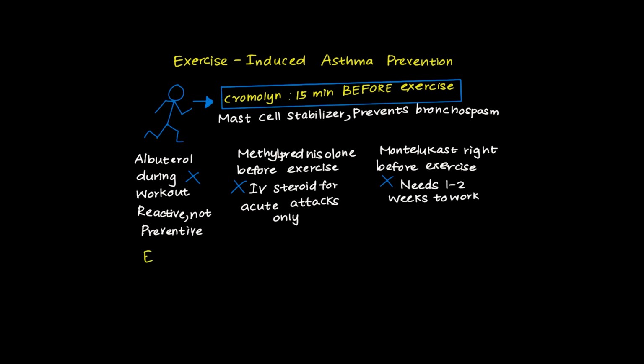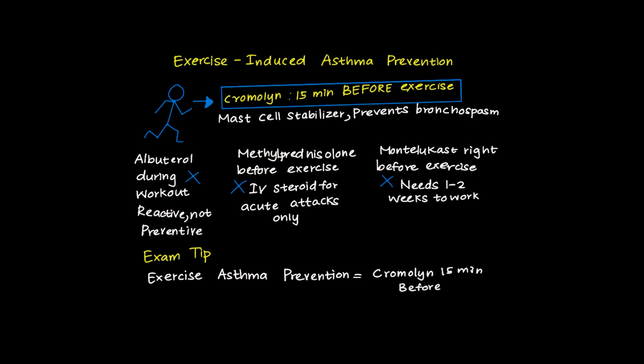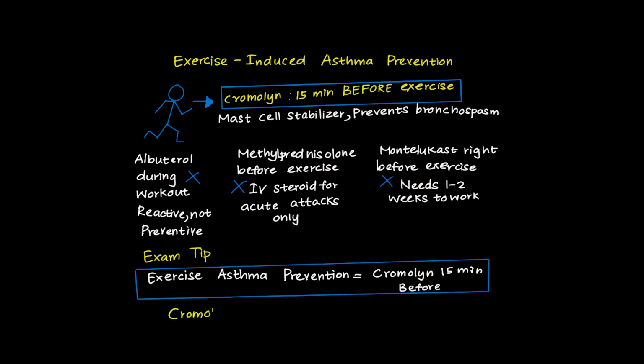Here is a WGU D441 OA exam tip for you. Exercise-induced asthma prevention equals cromolyn 15 minutes before activity. If the question mentions an athlete or exercise and asks about prevention, cromolyn is the answer. Quick recall hook: Cromolyn before the crunch, 15 minutes before you move.